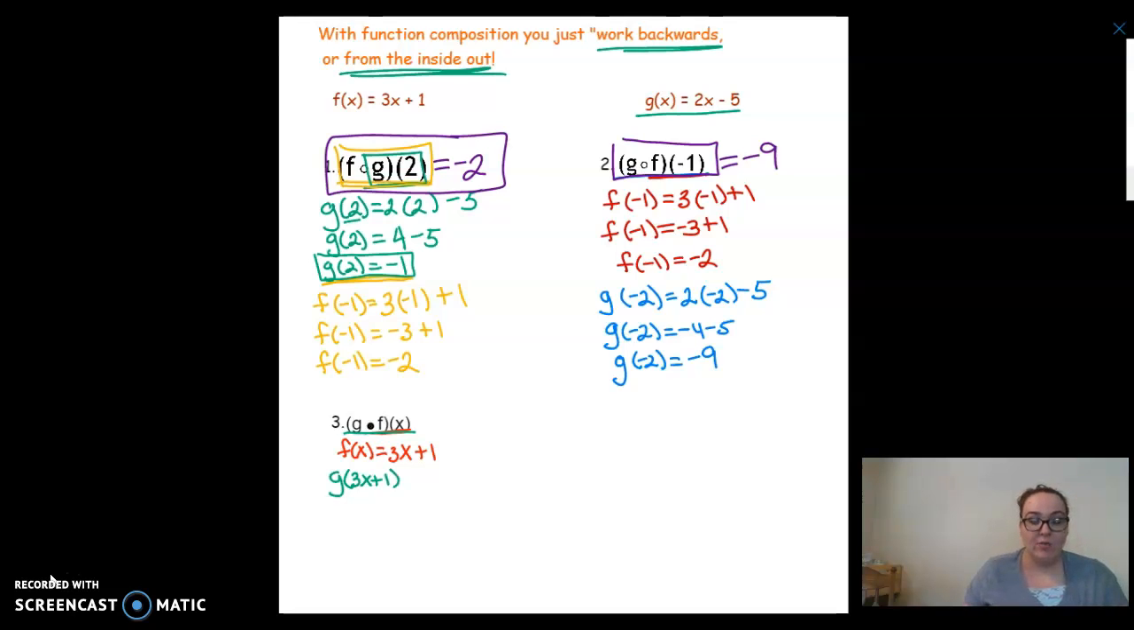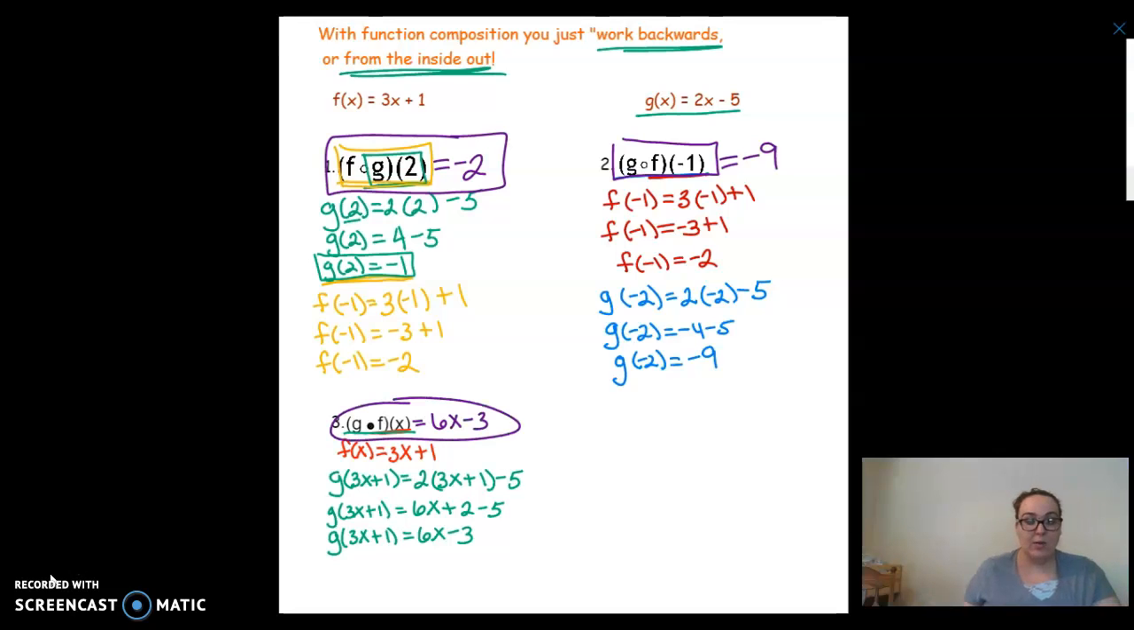Okay, so g of 3x plus 1 equals 2 times x minus 5. And inside for x, we're putting that 3x plus 1. Okay, now to simplify this g of 3x plus 1, we are going to just first distribute, right? 6x plus 2 minus 5. So g of 3x plus 1 is 6x minus 3. That means the entire thing, when simplified, is 6x minus 3 when I work my way from the inside out.